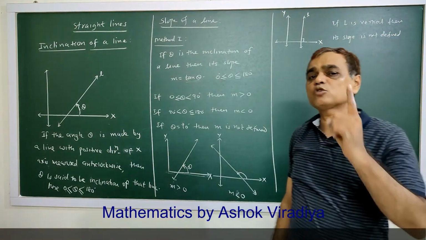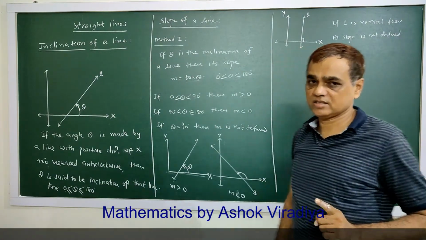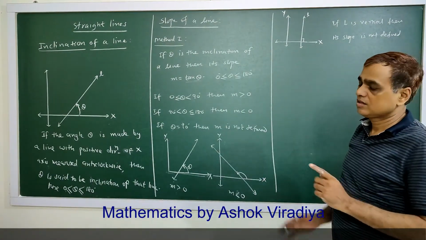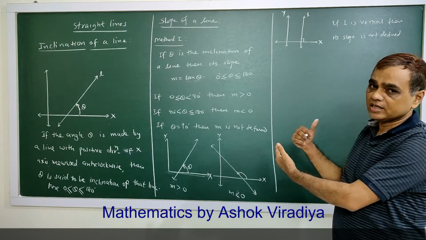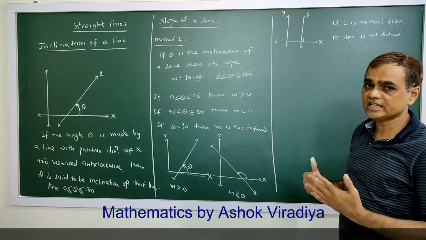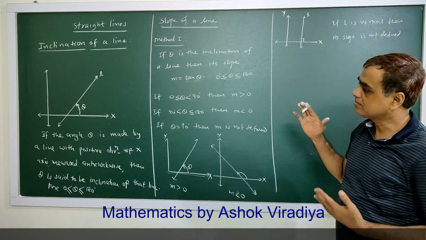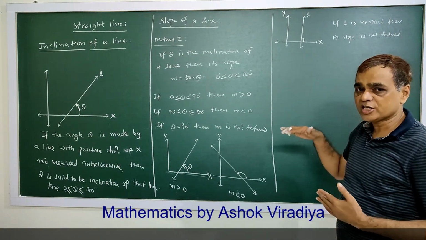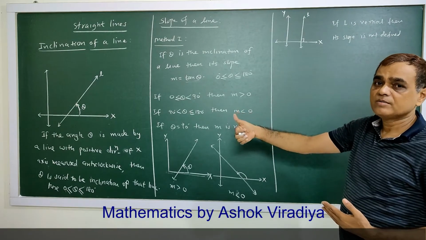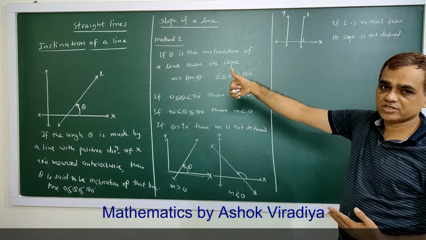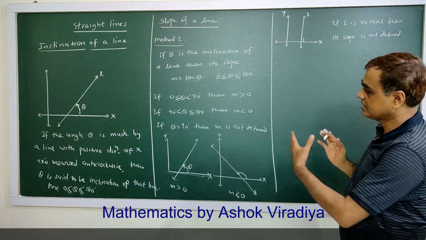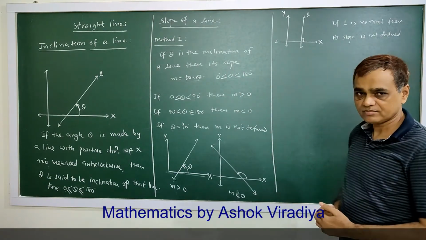So the first method to find the slope of a line is: slope is equal to the tangent value of the inclination of that line. Inclination means the angle made by the line with the positive direction of the x-axis, measured anti-clockwise.